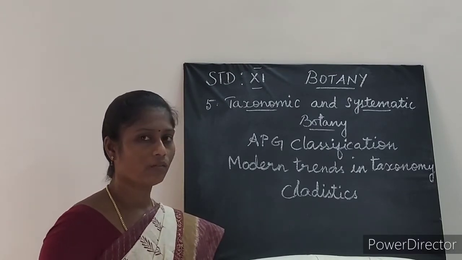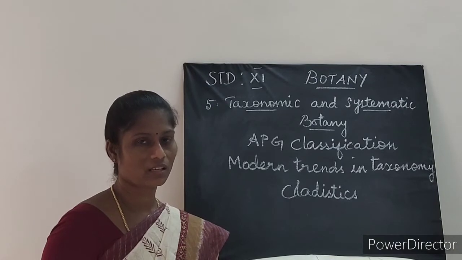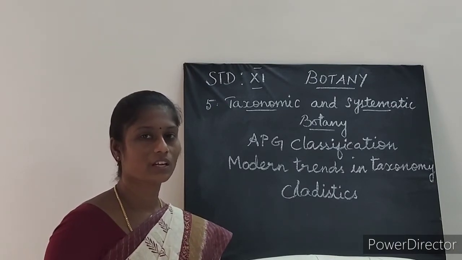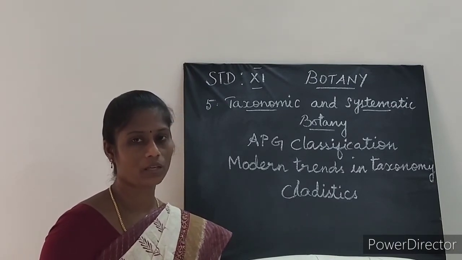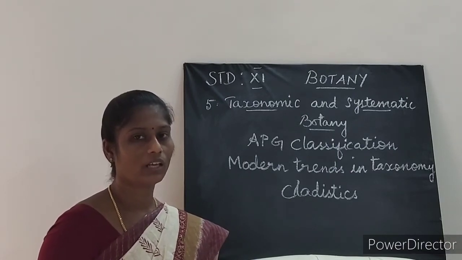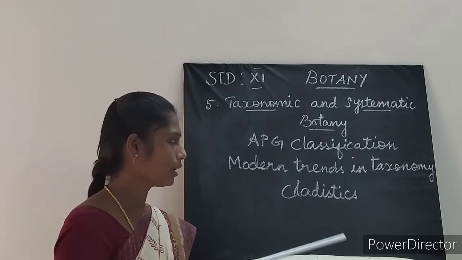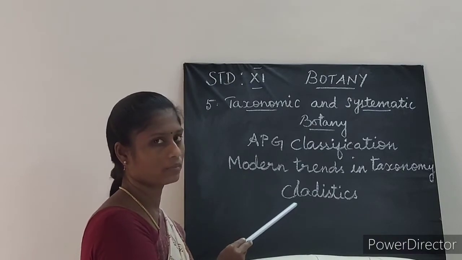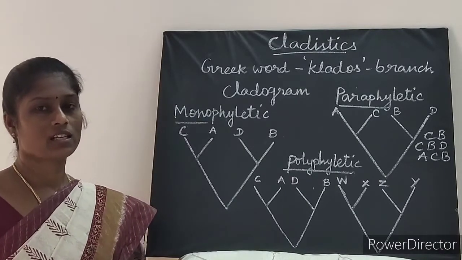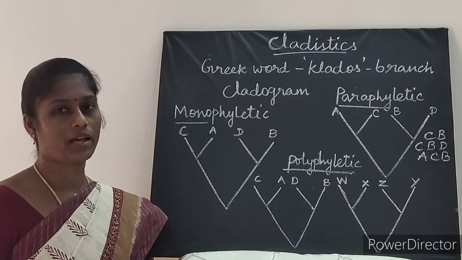And then we studied modern trends in taxonomy such as chemotaxonomy, serotaxonomy, karyotaxonomy, molecular taxonomy. And we ended with DNA barcoding. Today in our discussion, we are going to study cladistics. A closer study is necessary while classifying closely related plants.